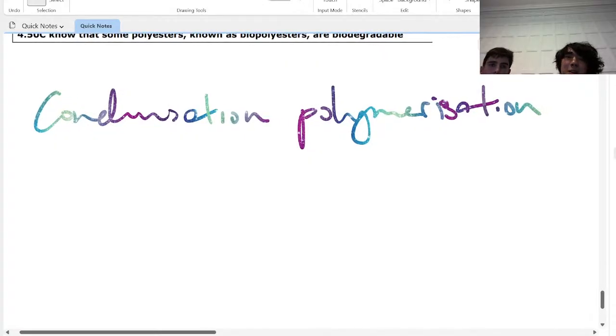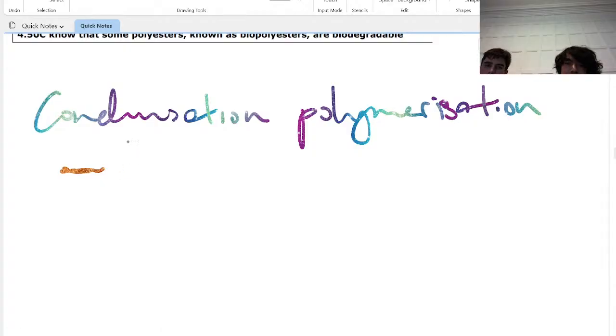So condensation polymerization. What is it? What does condensation mean? It means it releases a small molecule. Usually this is water or hydrochloric acid.